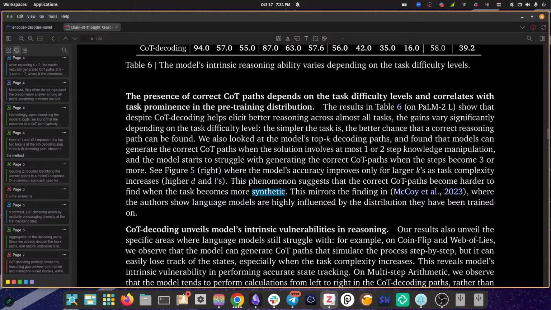One or two step knowledge manipulation. Highly influenced by the distribution they have been trained on. Tough to say, I think. Only improves only for larger cases. Task complexity increases higher D's and L's.